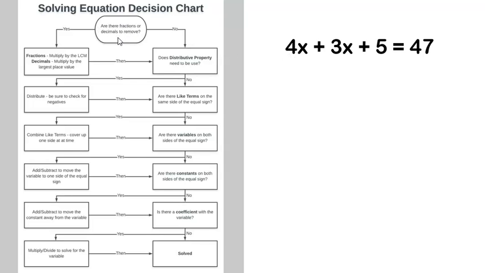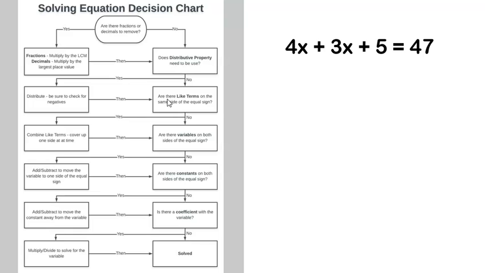Are there fractions or decimals to be removed? Well, I don't see any fractions or decimals, so again, my answer this time is going to be no. And I come down. So my question 2 says, does distributive property need to be used? Well, remember, with distributive property, I would have parentheses, and I don't see any parentheses. So nope, I'm all good. I can say no and come down again.